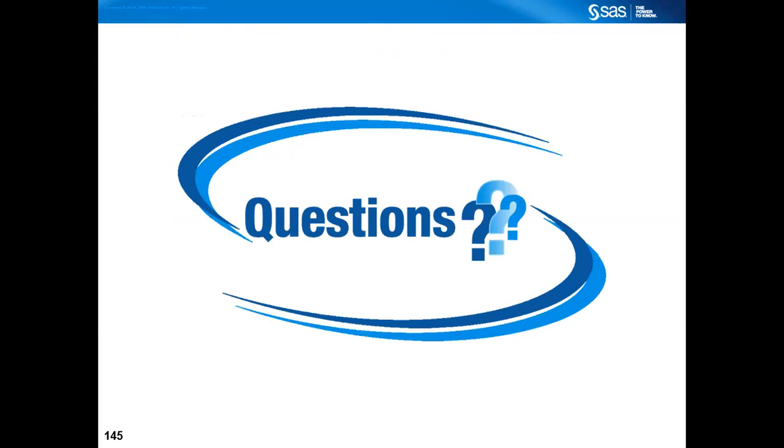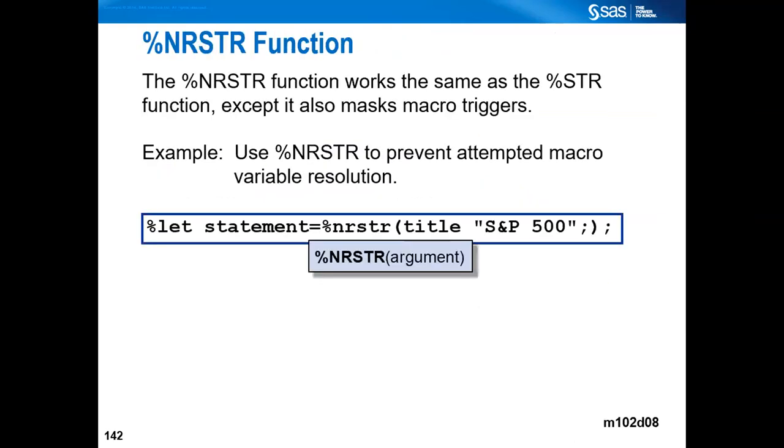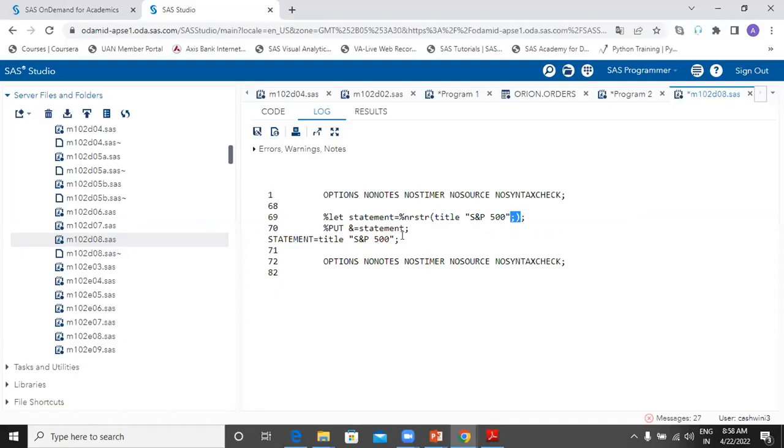That's it, and then the end of your chapter. You have an exercise. I hope this is clear with %str and %nrstr. What %nrstr is telling is that this function works the same as %str, except it also masks your macro triggers. So let's check whether we get an output. See, I used %nrstr, so the normal meaning of all the special signs is also covered along with the macro trigger. Hence, it's showing you without any warnings and errors.